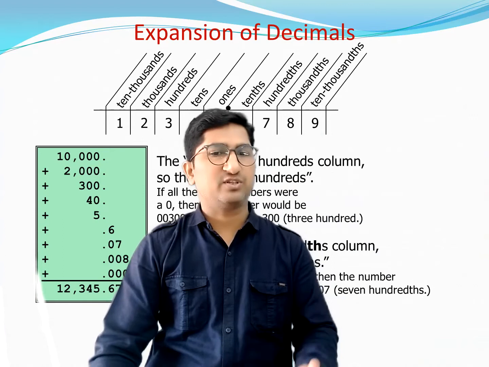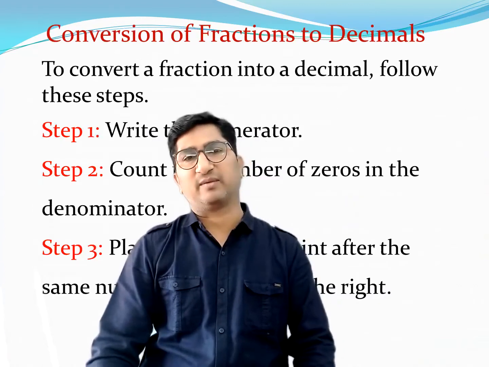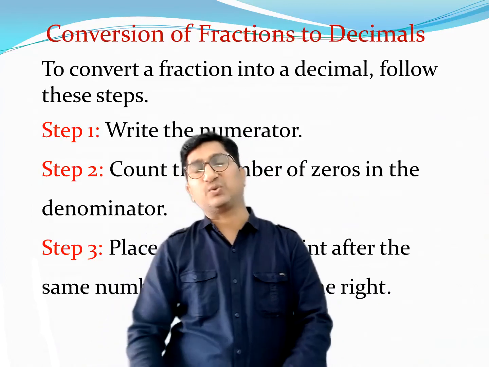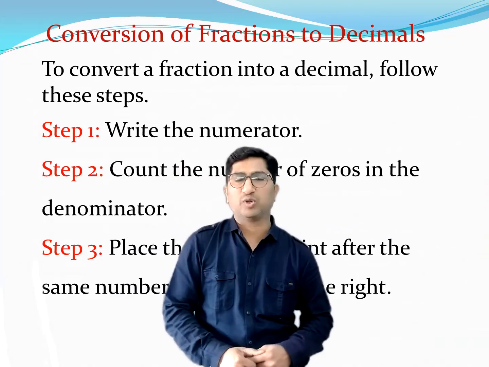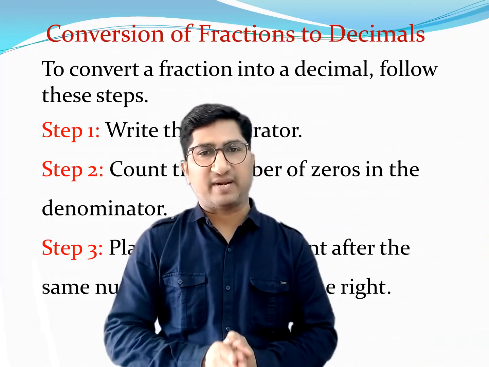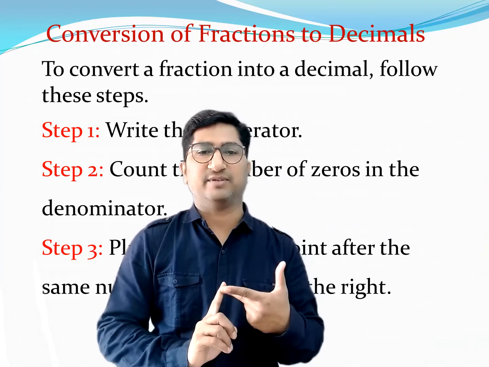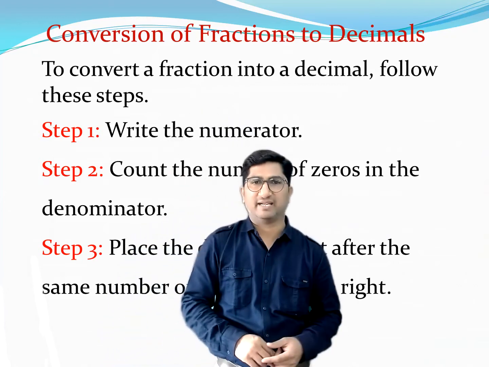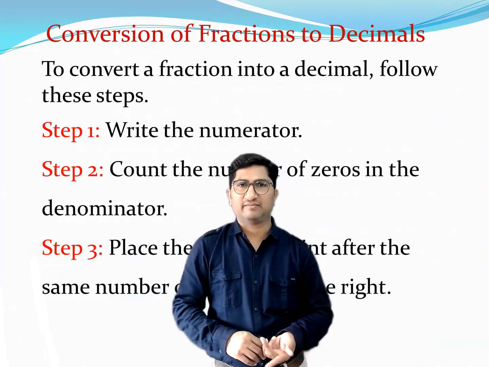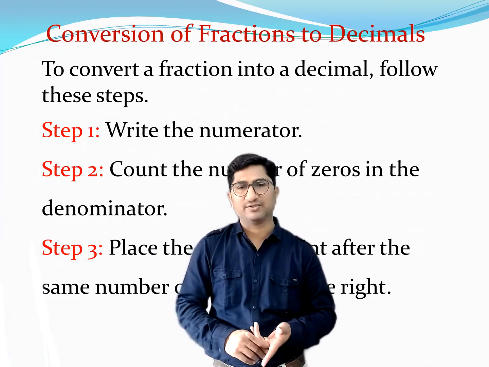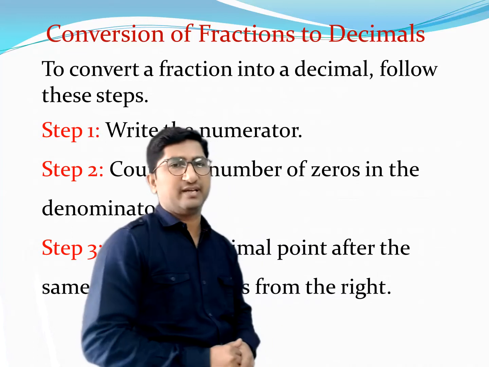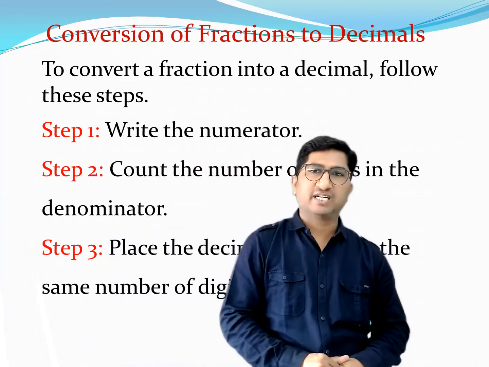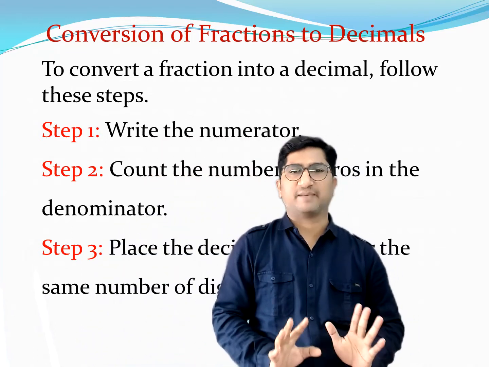Now we'll see the conversion of decimals, how we will convert. First we'll see the conversion of fractions to decimals. Earlier I told you that a decimal is nothing but a fraction with denominator 10, 100, 1000 and the powers of 10. Power means 10 multiplied by 10 is 100, 100 multiplied by 10 is 1000, and so on. To convert a fraction into a decimal, follow the simple steps.